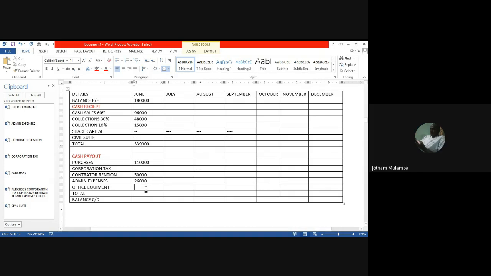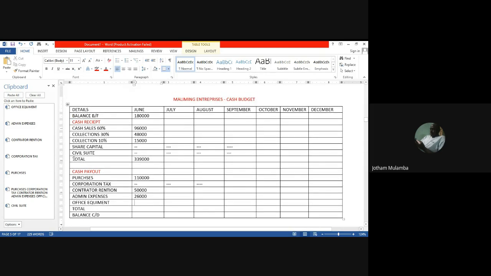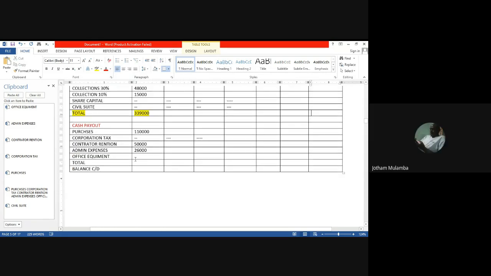Then office equipment. Somebody to read for us additional information on office equipment. Office equipment worth 13,000 will be paid for in November. That means we can close this until November so that it doesn't bother us. We'll deal with it once we get to November.